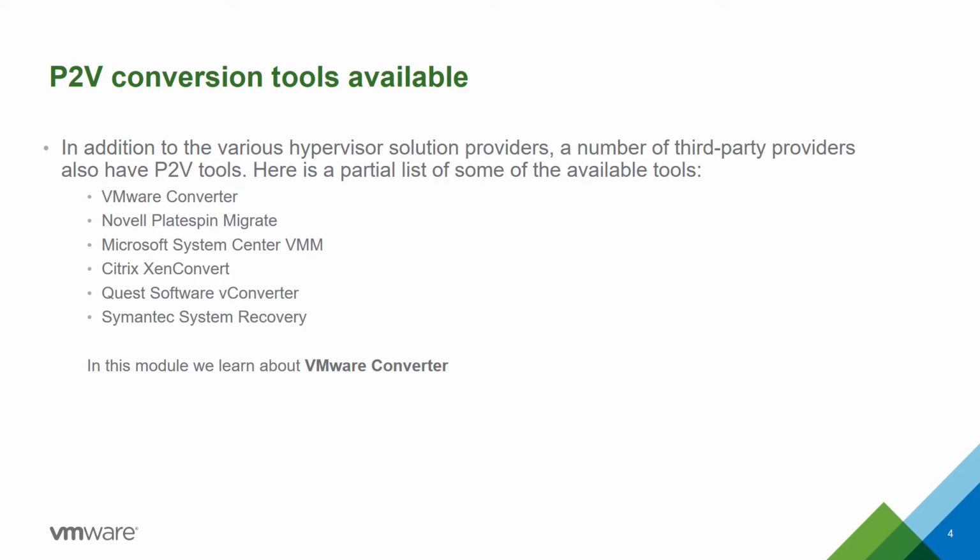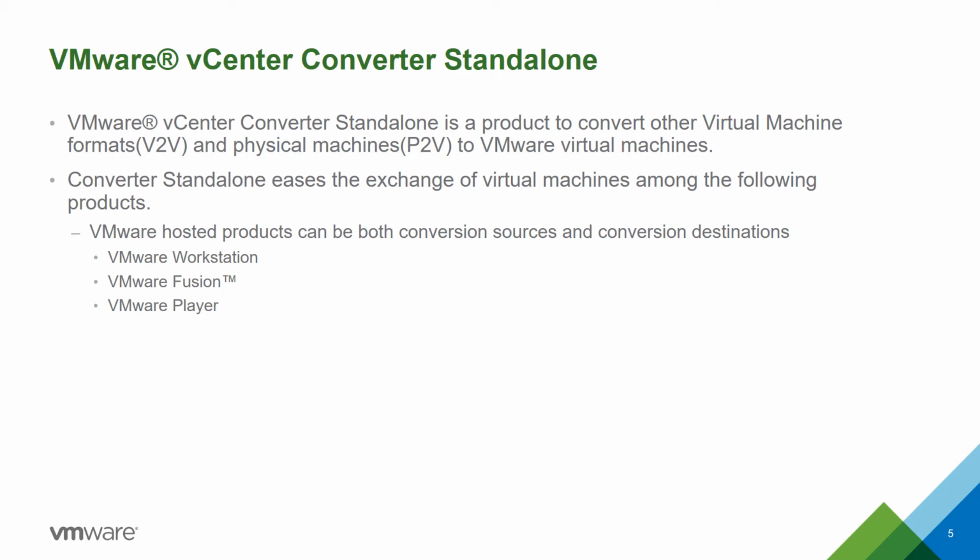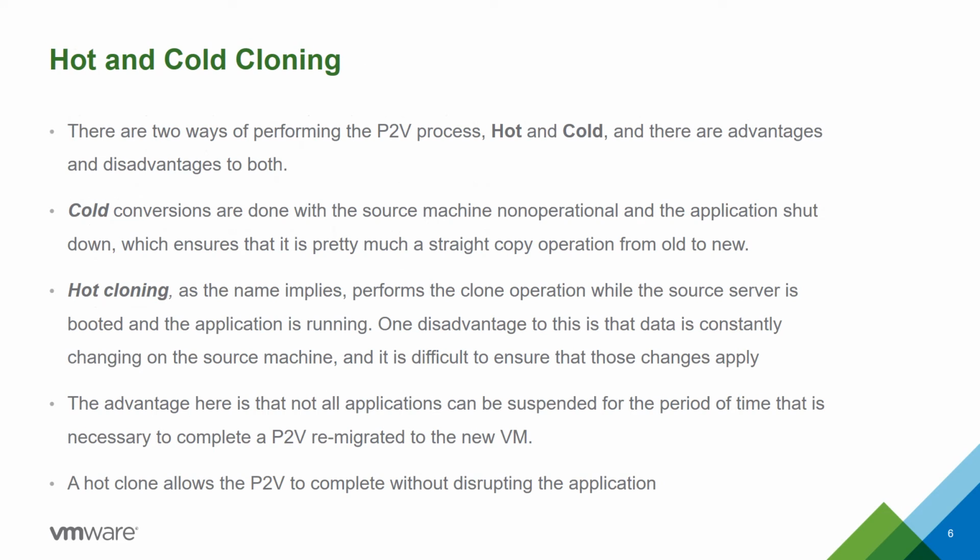VMware vCenter Converter Standalone is a product to convert other virtual machine formats, that is, a virtual machine created using non-VMware hypervisors, could be any vendor for that matter, to a VMware virtual machine, as well as physical machines to VMware virtual machines. So you could do both virtual to virtual as well as physical to virtual using Converter. Converter Standalone eases the exchange of virtual machines among the following products. VMware hosted products can be both conversion sources as well as conversion destinations, like VMware Workstation, VMware Fusion, and VMware Player.